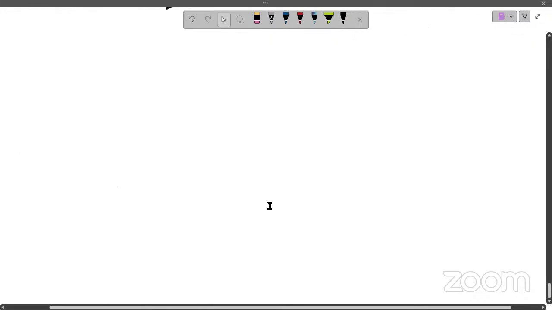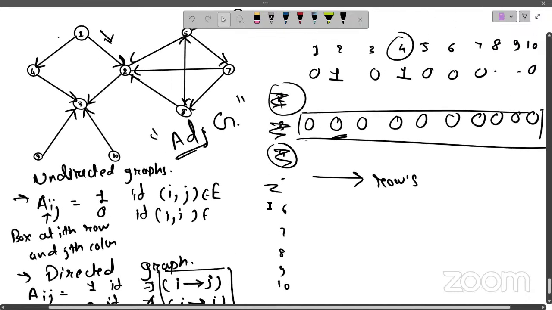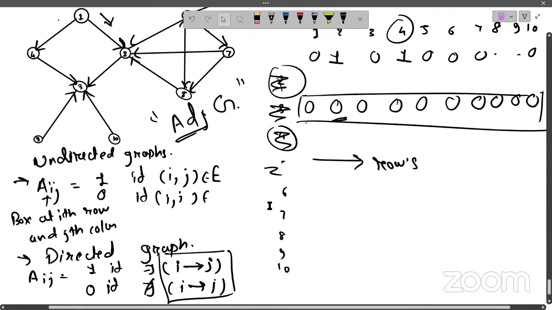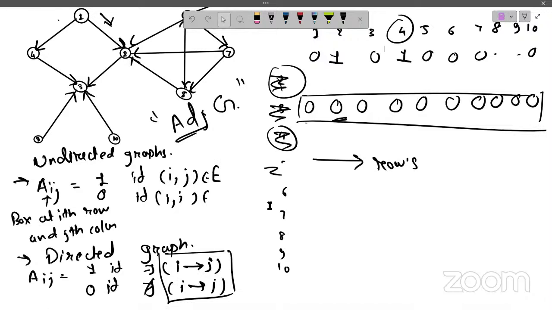In an adjacency matrix, the number of rows and the number of columns are equal, because we use the vertices themselves to define both the rows and the columns. So it's always a square matrix, and in some sense you can say the other name for the square matrix is adjacency matrix.